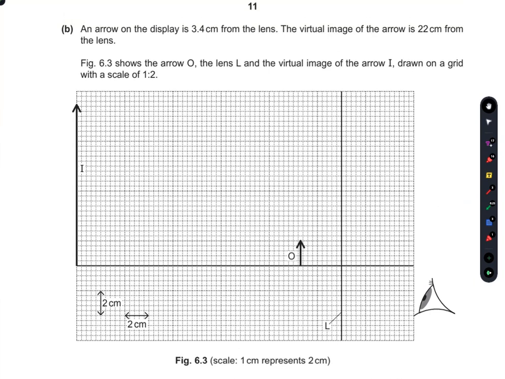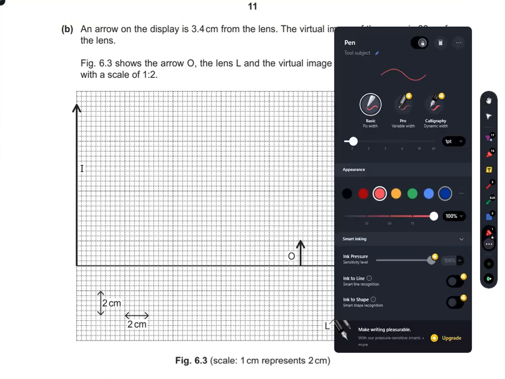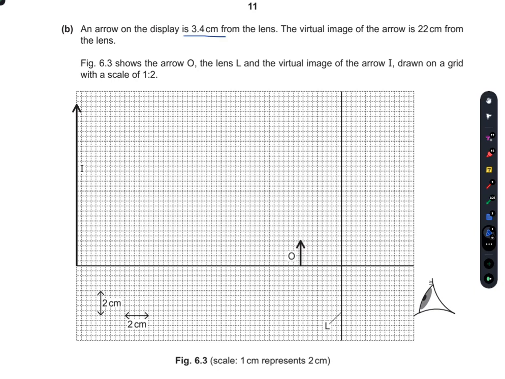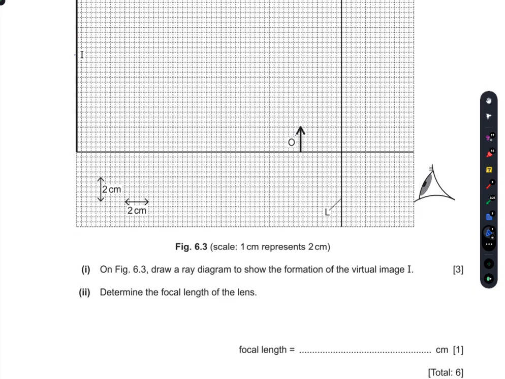This looks quite tricky. An arrow on the display is 3.4 centimeters from the lens. The virtual image of the arrow is 22 centimeters from the lens. Figure 6.3 shows the arrow, the lens, and the virtual image of the arrow. This is the virtual image, this is the object, and this is the lens, drawn on a grid with a scale of 1:2. Ignore the scale for some time. After all, you have to take the scale into consideration.